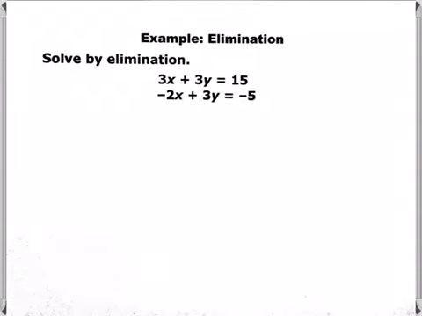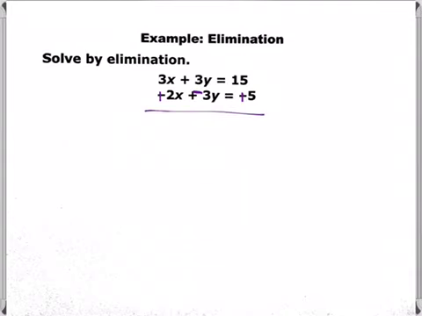In the next example, we have y variables with the same coefficient, but they do not have opposite signs, so it becomes necessary for us to multiply one of the equations by negative 1 to change the signs. So let's say we multiply the second equation by negative 1 again, which means it'll make this one a positive 2x. We get negative 3y, and then positive 5 here.